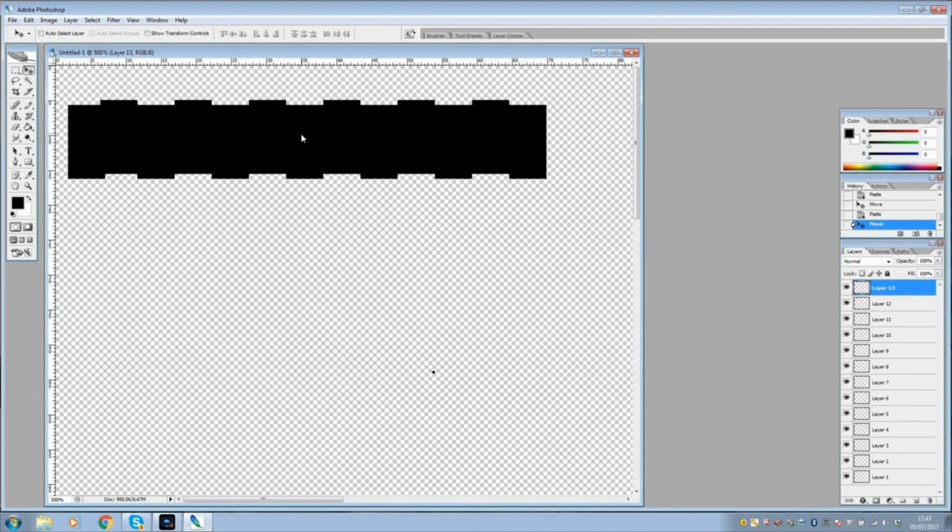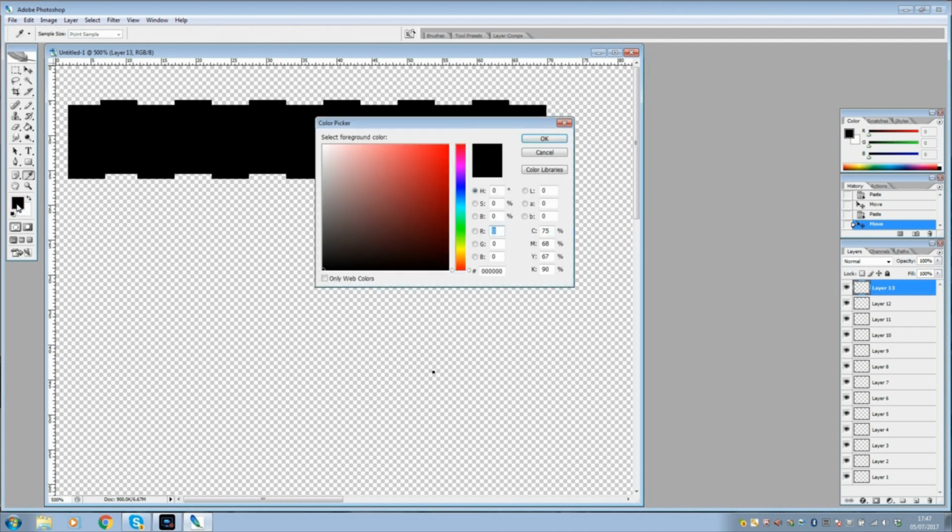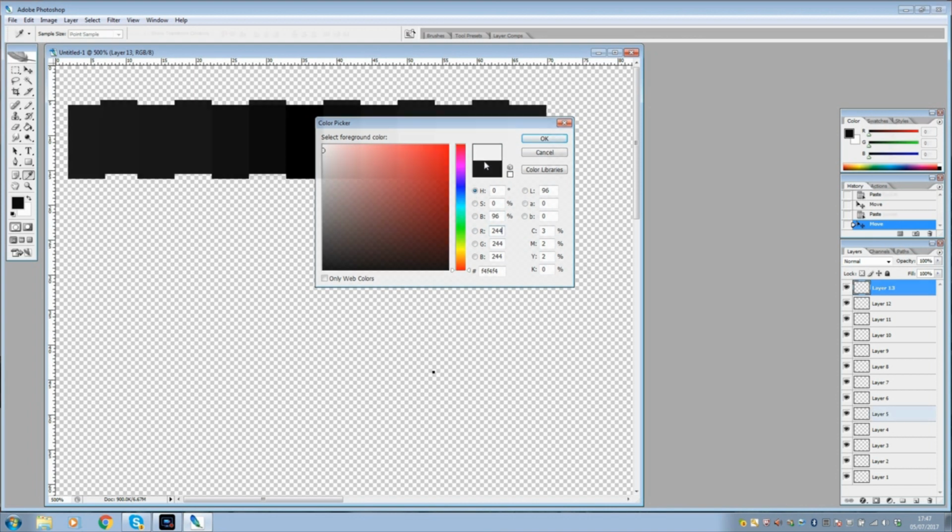The middle black one is going to be black, but the outer ones are going to be, looking at our chart, 244. And that's a shade of grey that we get, nearly white.